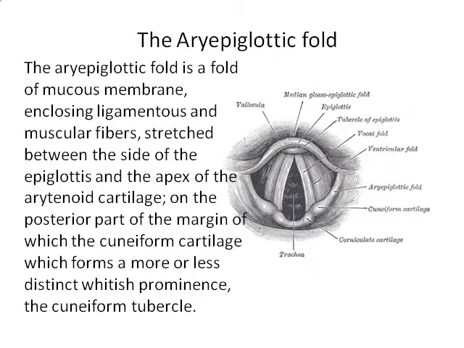The aryepiglottic fold is a fold of mucous membrane enclosing ligamentous and muscular fibers stretched between the side of the epiglottis and the apex of the arytenoid cartilage, on the posterior part of the margin of which is the cuneiform cartilage of Risberg, and this forms a more or less distinct whitish prominence, the cuneiform tubercle.